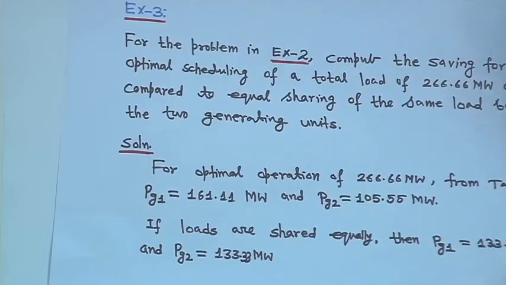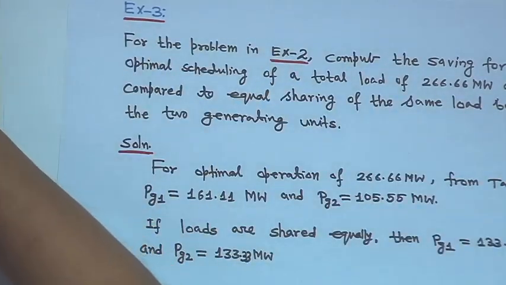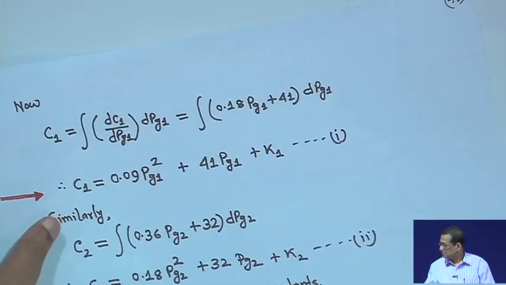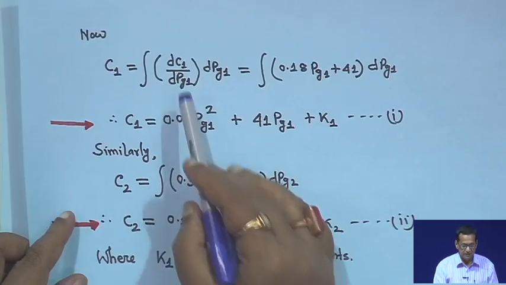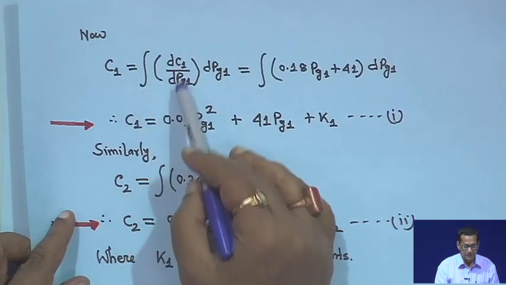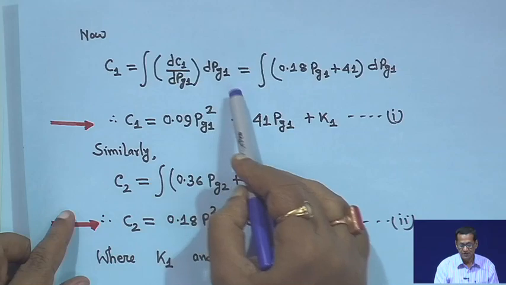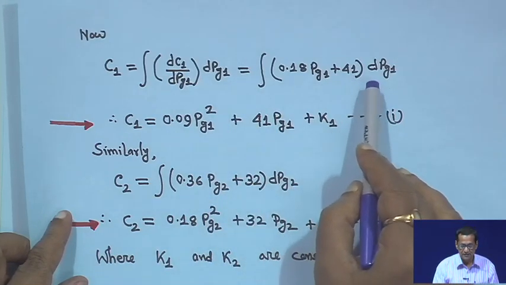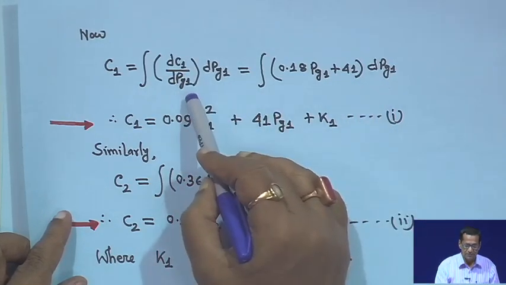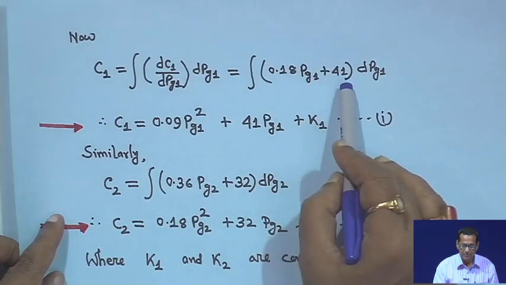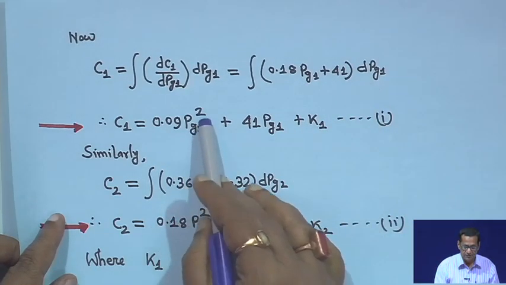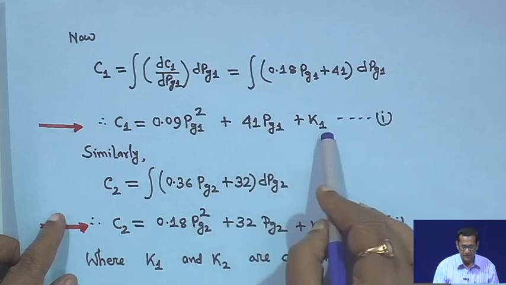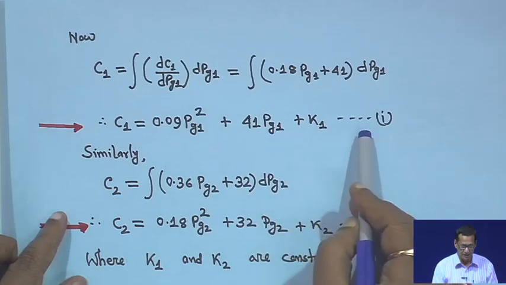Now, based on that, C1, look, because IC1 is given, we integrate it. C1 is equal to the integral of dC1/dPg1 into dPg1. So, integrate this one. dC1/dPg1 is 0.18 Pg1 plus 41. If you integrate this, it becomes 0.09 Pg1 square plus 41 Pg1 plus K1, a constant.